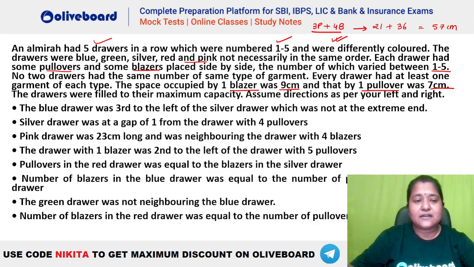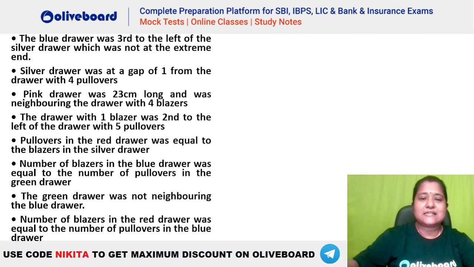Also, it is given that the drawers are filled to their maximum capacity. So whatever is the total length, that is the total of the two things kept in there. Okay. Also assume directions as per your left and right. So normal north facing directions should be taken here. Okay. So let's consider what is given here.